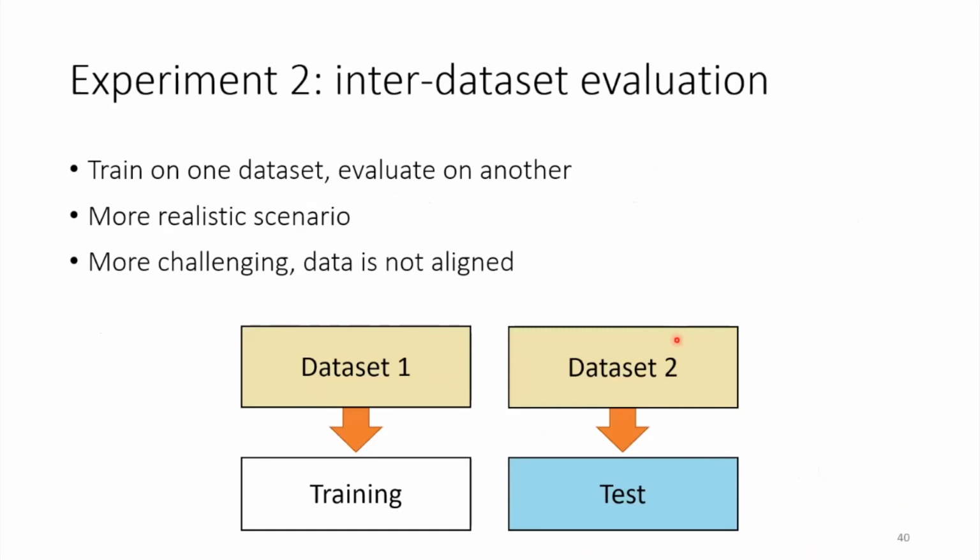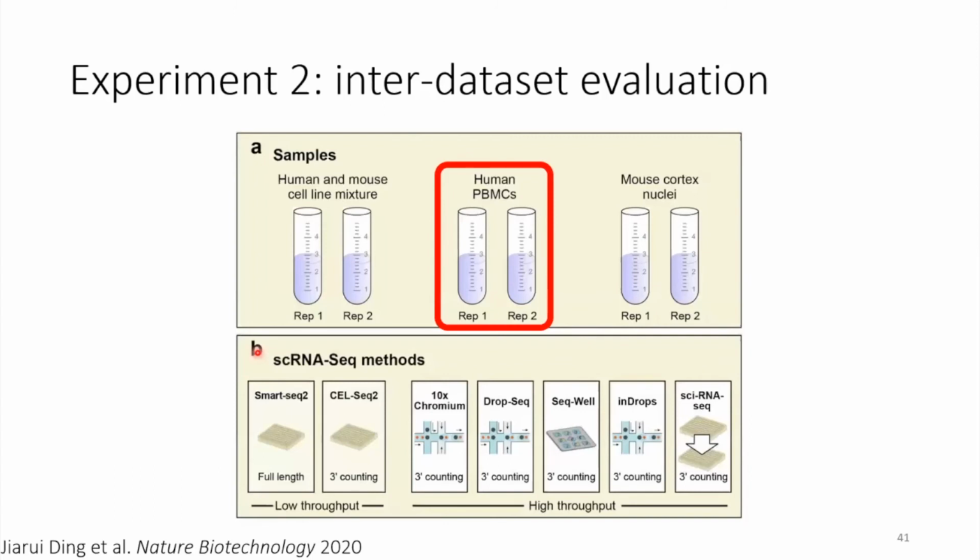Okay, so the second set of experiments is a bit more realistic. We take one data set, we train the classifier, and then we take another data set, same tissue, and then we test the classifier, right? So this is a bit similar to what you would want to do in reality. To try to test this a little bit, there was this paper back then, I think a preprint, where they tried to compare different protocols on the same sample. So they had cell lines, they had PBMCs, and they had mouse cortex. So we took the PBMCs.